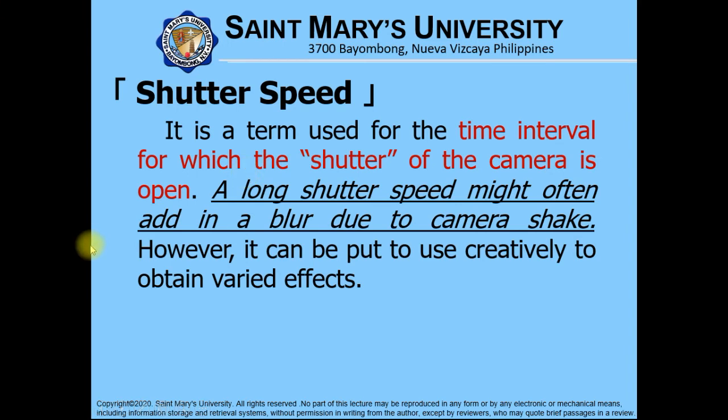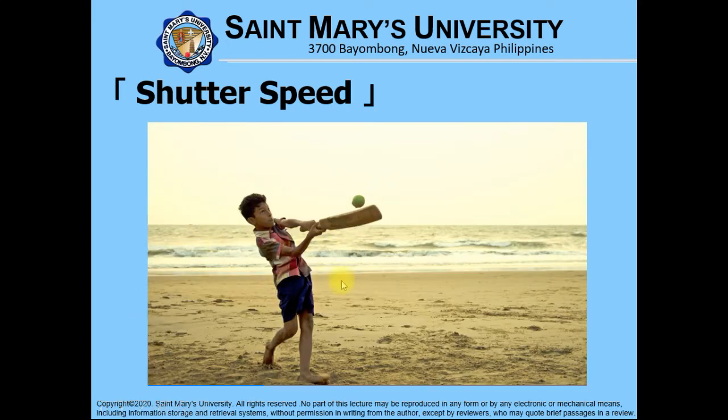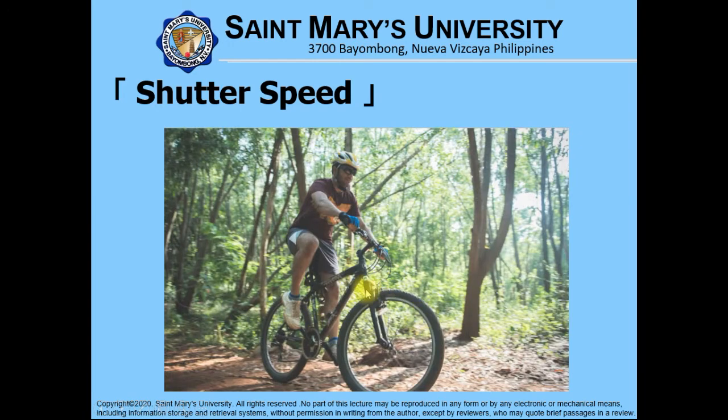So actually, a long shutter speed might often add a blur due to camera shake. However, it can be put to use creatively to obtain varied effects. So here, the shutter speed is fast, and as you can see, the sharpness of the image is observed. And then for this example, the shutter speed is slow, so you can see a blurry image. However, it adds to the effect of the photo itself. So depending on your application or your subject, that will depend on your shutter speed.